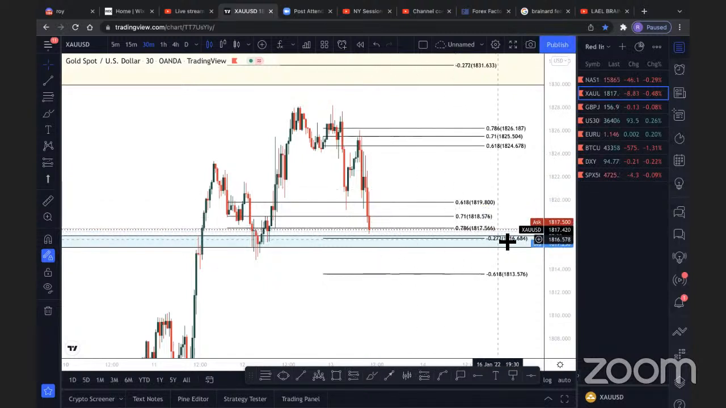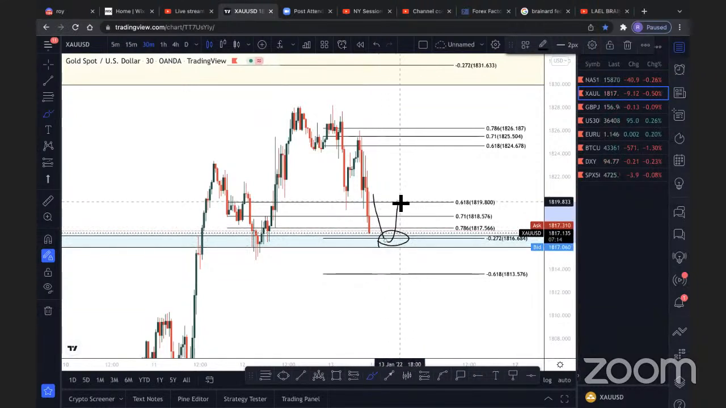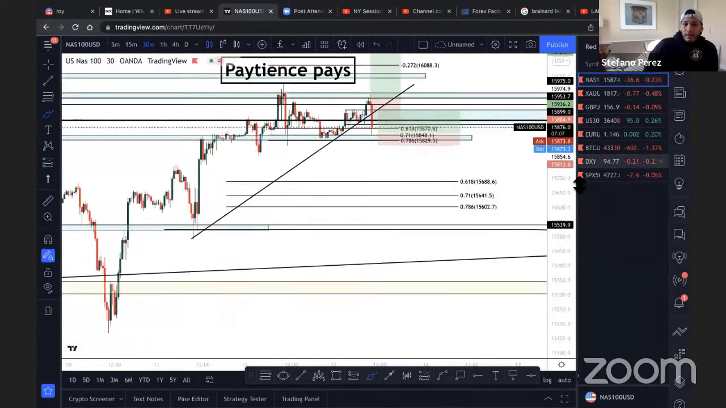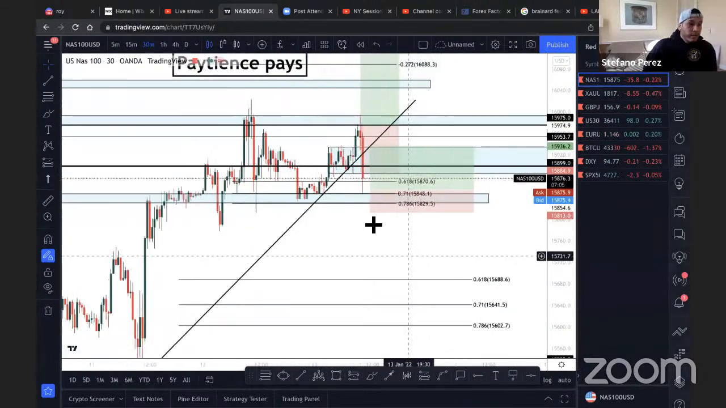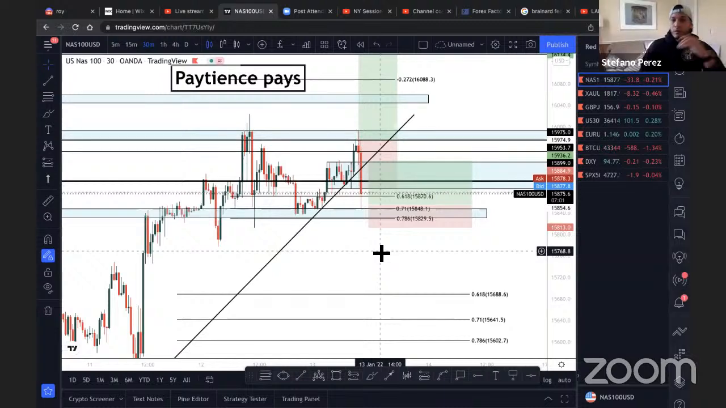Oh, it's almost there. 1816.6. Now I see it. Yeah, that's what I'm looking at right there. Push to the extension, giant wick up. Yeah, I would set a buy limit, y'all. Yeah, right there. I mean, technically we could buy right now, 1%. I mean, you see this? I just took 1% just now on gold.